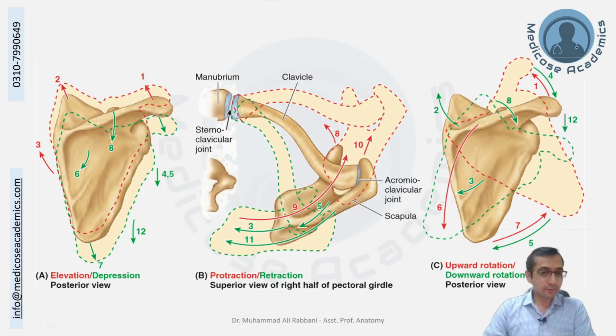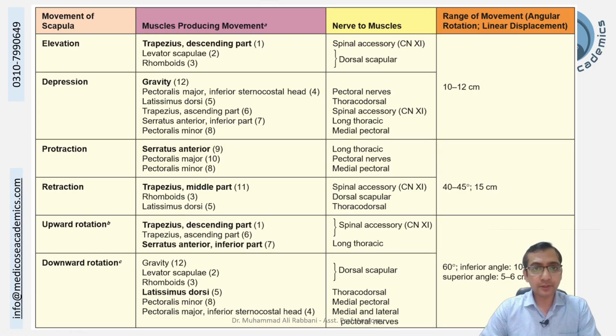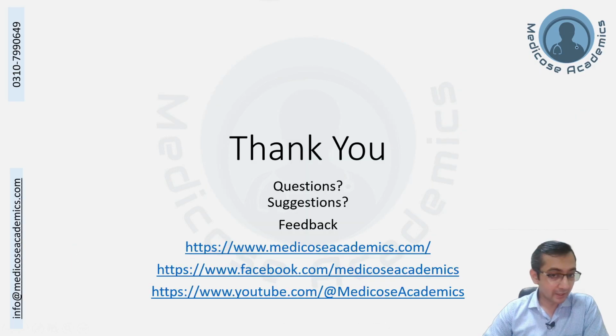So here is a picture from Keith Moore's Clinical Anatomy. You can pause this video here and go through the movements of the scapula we have gone through so far. Which muscles are producing elevation of the scapula, marked as 1, 2, and 3? That will include trapezius, descending part, levator scapulae, and rhomboid muscles. So you can go all the way down this table. You can take a screenshot of this picture from Keith Moore's anatomy and revise.